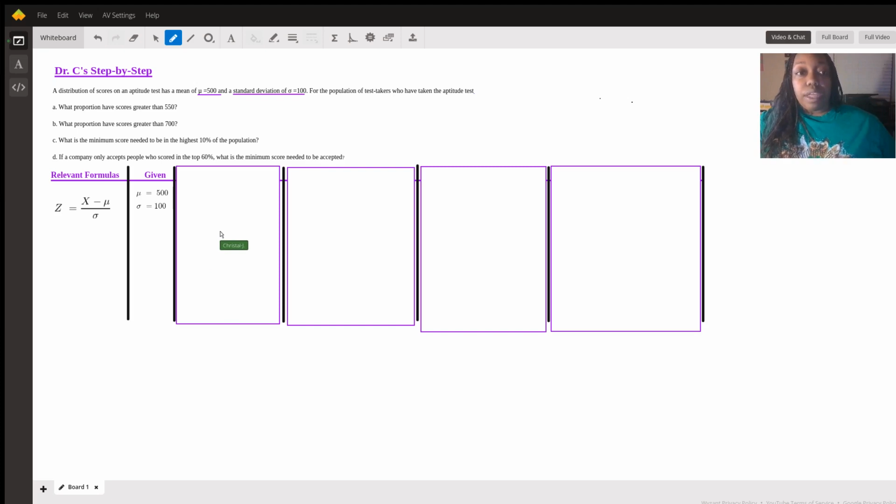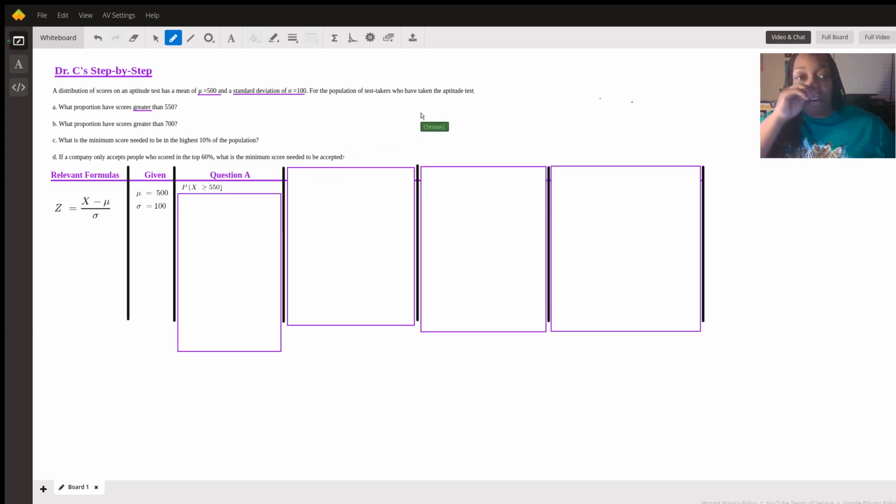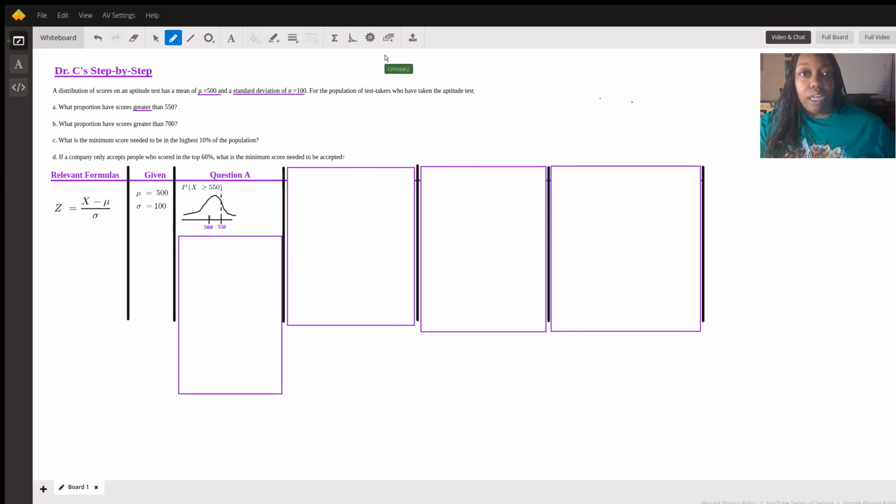So for the first one, it says, what proportion have scores greater than 550? The important word to understand here is the term greater. Okay, so when we write this out, we have the probability of X being, or proportion being, greater than 550. So to kind of draw it out really quickly, you need to understand that when we look at a Z-table chart, or we are looking at a normal distribution of scores, it was always going to give us the area to the left. It's always going to give us the score or the proportion of less than that score.